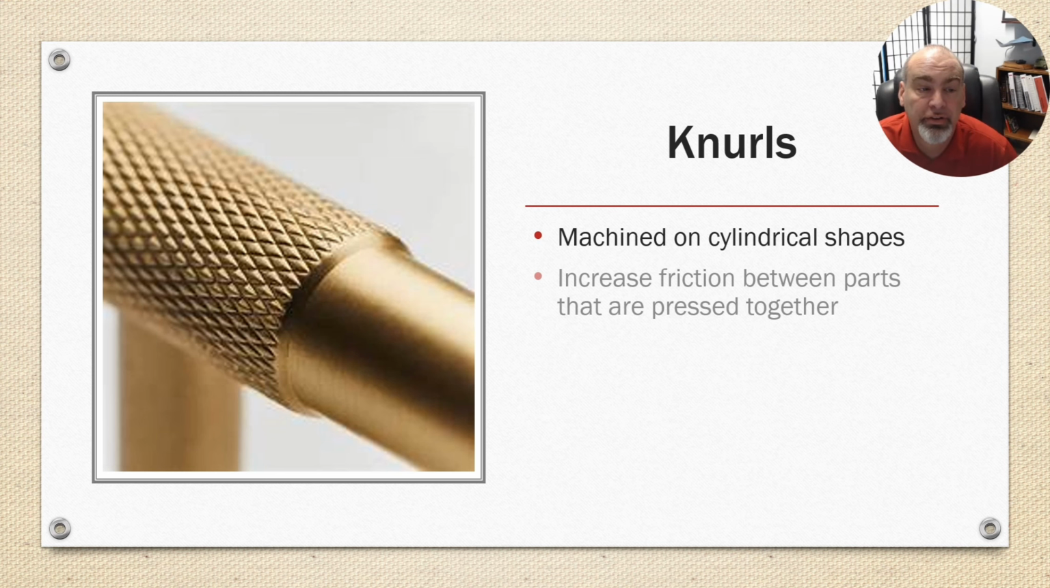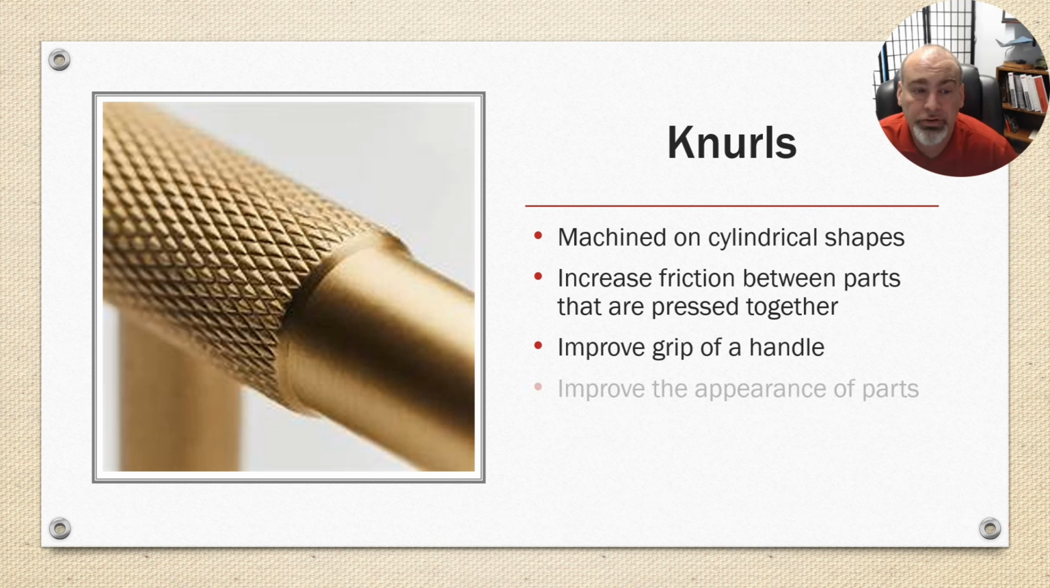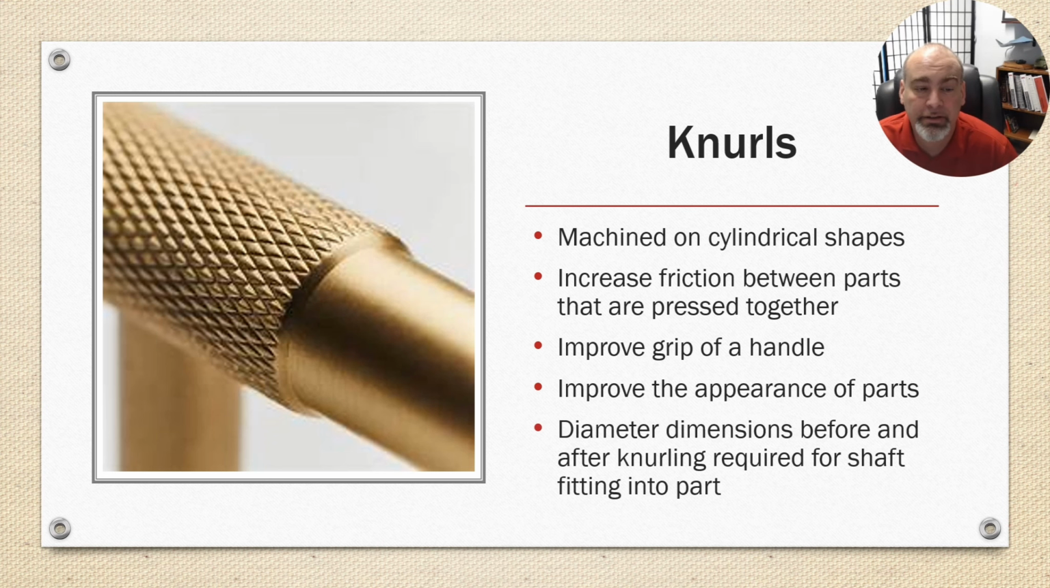They're machined on cylindrical shapes to increase friction between parts that are pressed together. That's one application. Or to improve the grip on a handle, like on a wrench. Or improve the appearance of a part. I've seen them on aesthetic, even towel racks and things like that. Give them an industrial look.